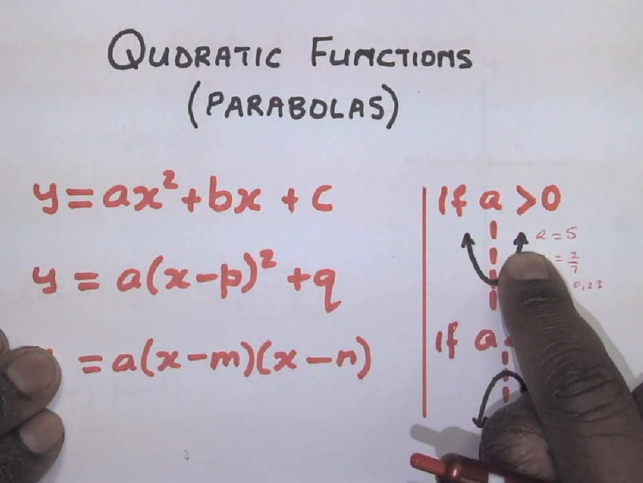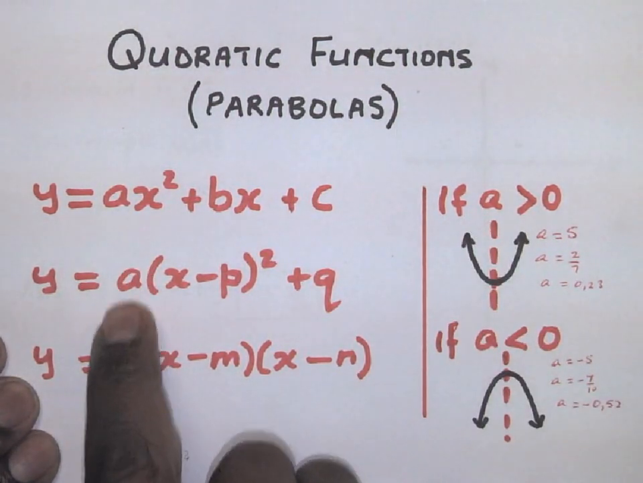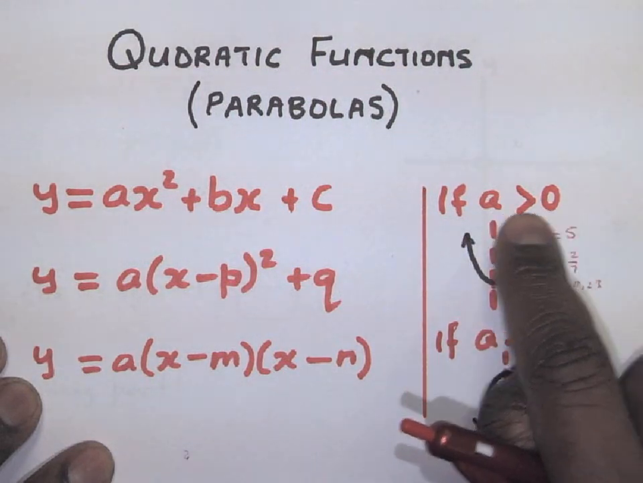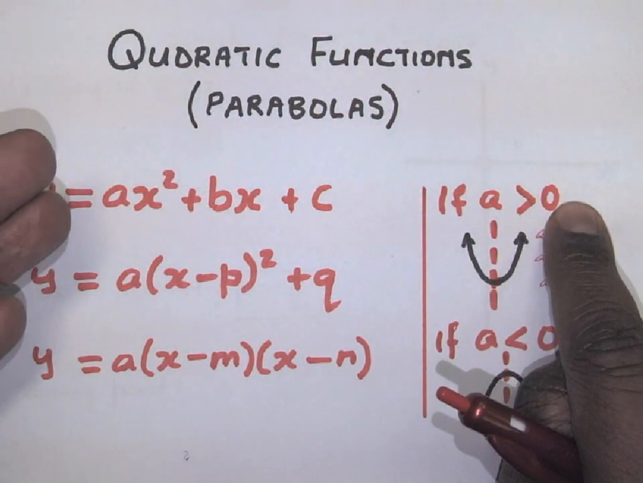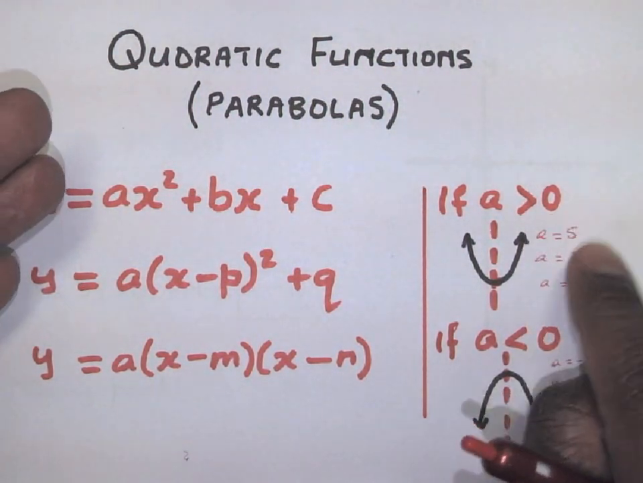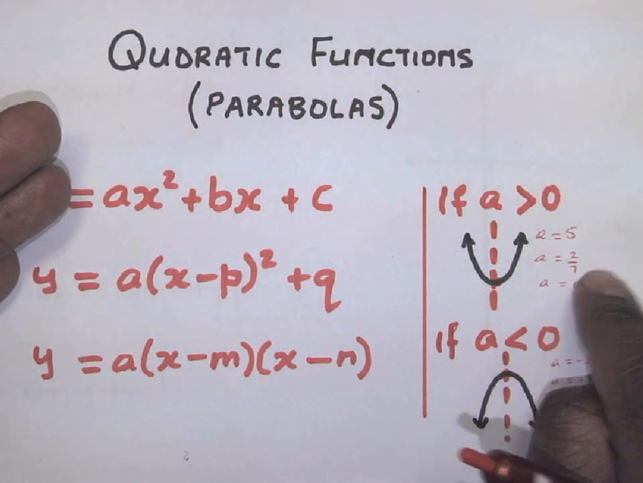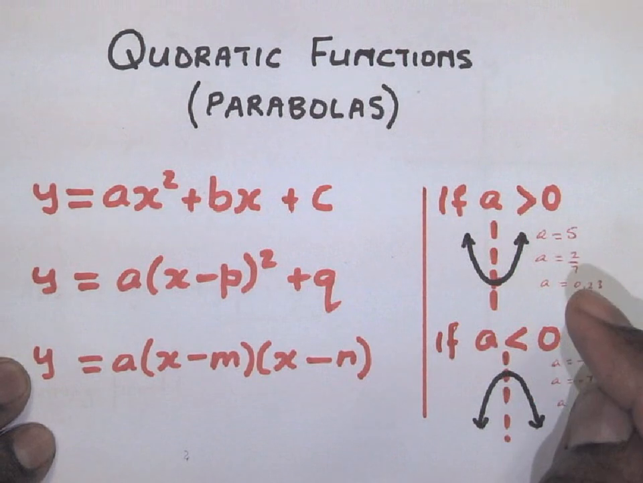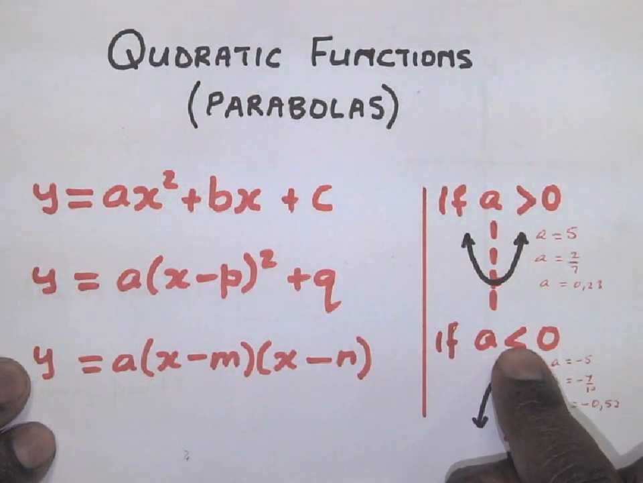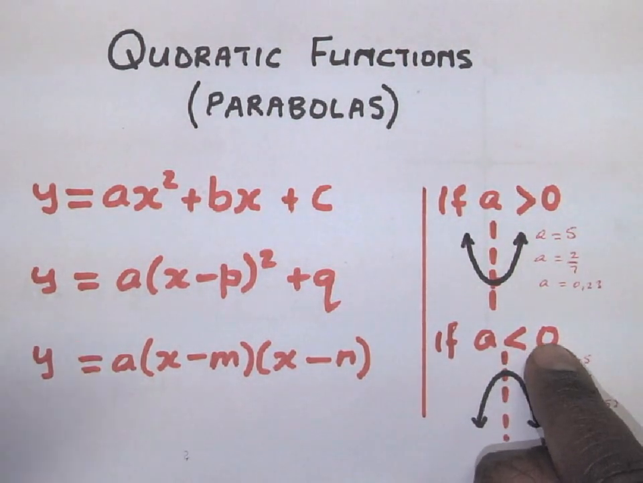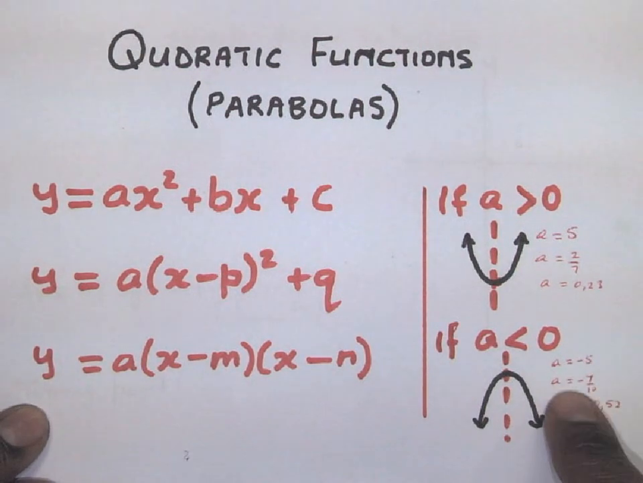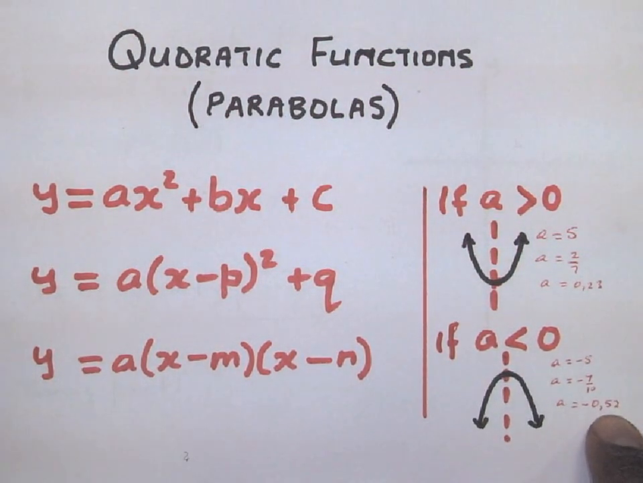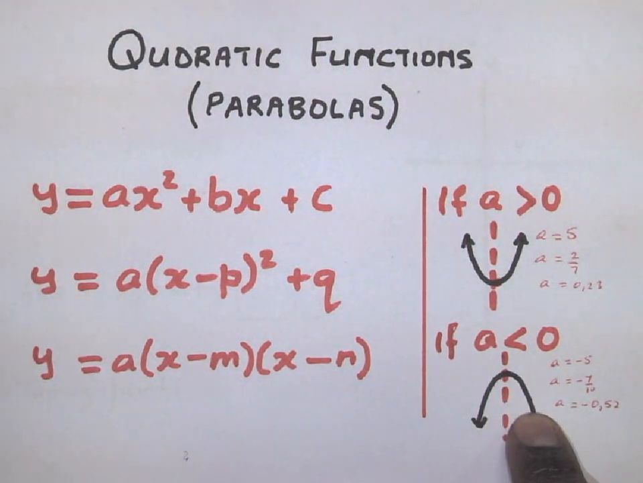It's shaped like this if the a value is greater than 0, meaning a positive number bigger than 0, like 5, a is 2 over 7, or 0.23, the shape will be like this. However, if a is a negative number, a number smaller than 0, like a is minus 5, a is minus 7 over 10, or a equals negative 0.52, etc., the shape will look like this.